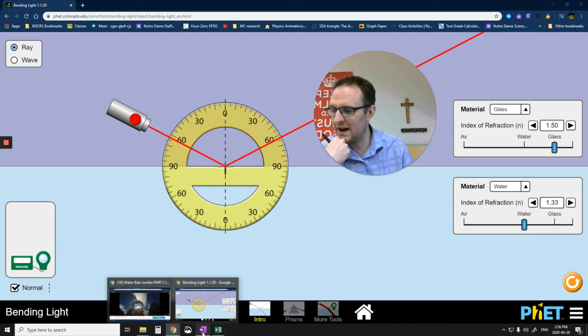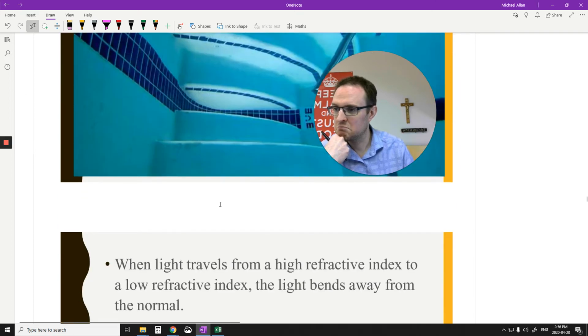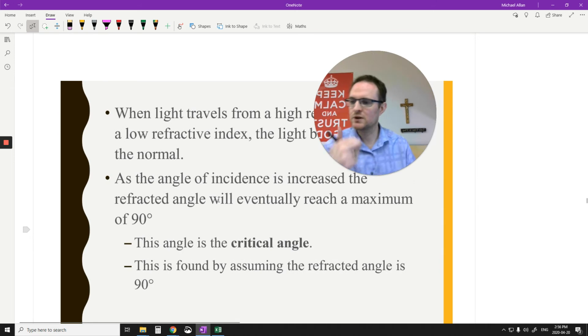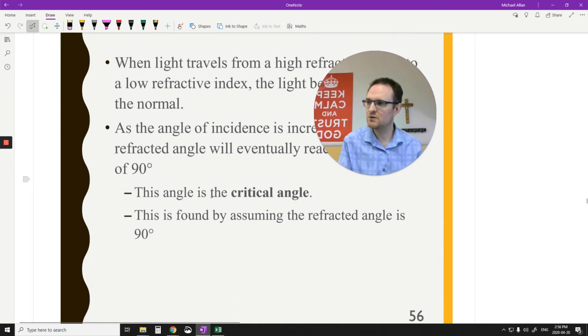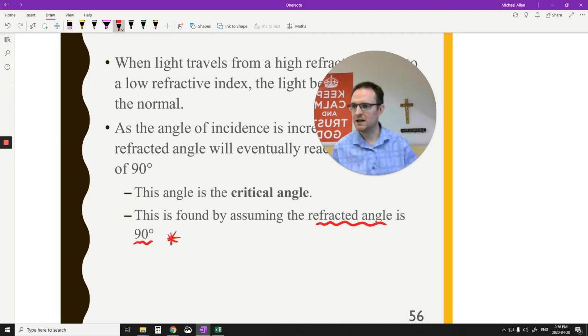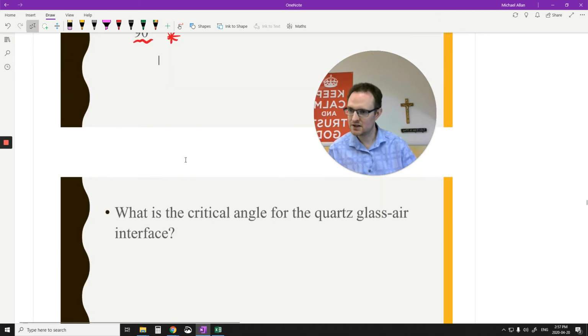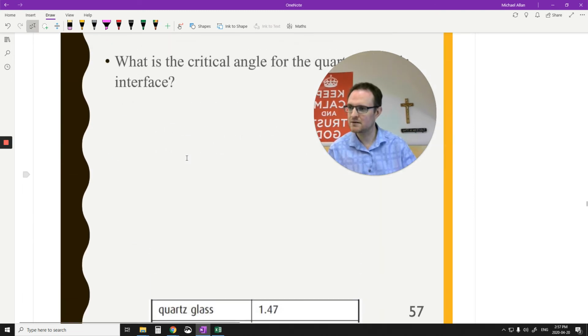So we're just going to do the math of that by just saying, well, here's a picture of what it looks like if you sit in the bottom of a pool. We're just going to say, to find the critical angle, we assume the refracted angle is 90 degrees. Okay, then we just do the math on that. Just find what the other angle is. So here I want to do a quartz glass air interface.